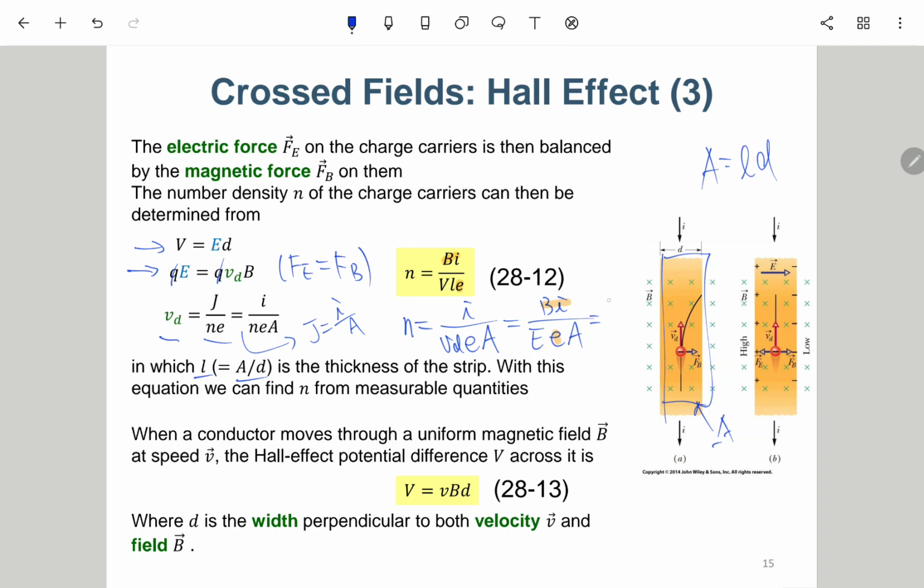Okay, so in this case we have BI times E times LD times small e. And then we have this E times D to be V. So we have V, L, e, and then we have BI. So finally we can actually derive this equation 28-12.